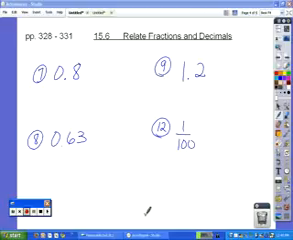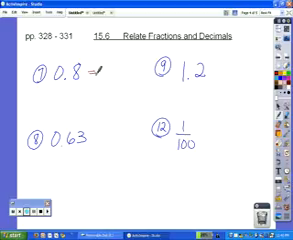In Lesson 6, we're changing decimals to fractions and fractions to decimals. To change a decimal to a fraction, it's as easy as reading the decimal. This decimal is 8/10, so you would write the fraction 8/10.